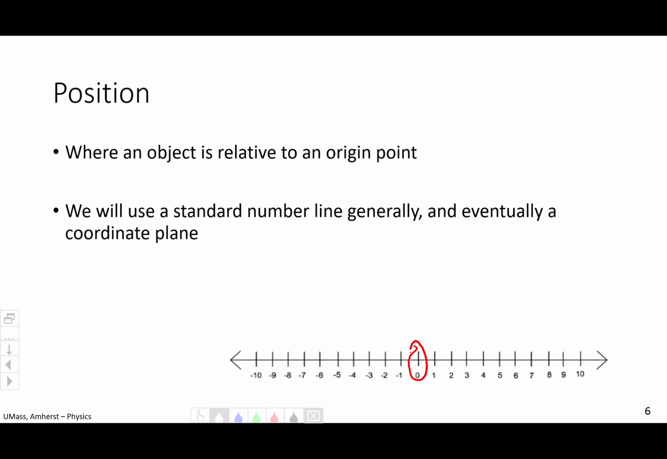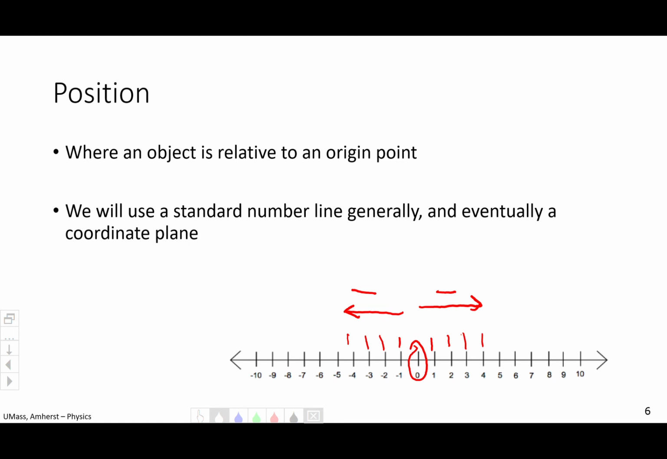So if here's our 0, we have position 1, position 2, position 3, position 4, and then position -1, -2, -3, -4, because we have defined this direction as negative and this direction as positive. And interestingly, it doesn't actually matter which direction we call positive or negative. We just do it in a standard way to make it easier for everyone to agree and understand.